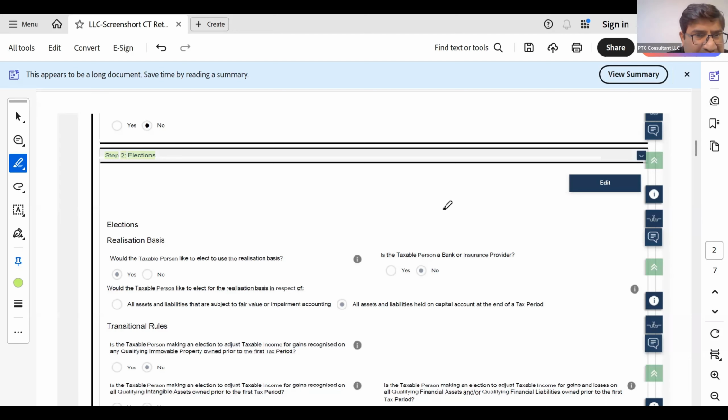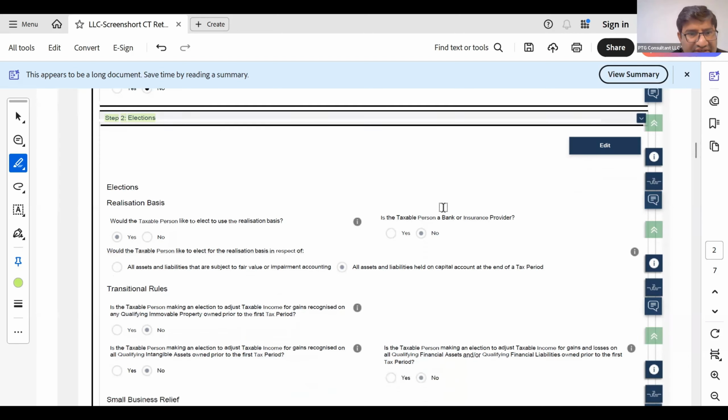So today, as I mentioned, our learning is for the elections. The next step is election. The themes we covered so far, and this is from where I'm going to start. So which are the elections? Realization basis is one of the elections. This is the same screenshot we pulled from the CT return. It will appear the same way.